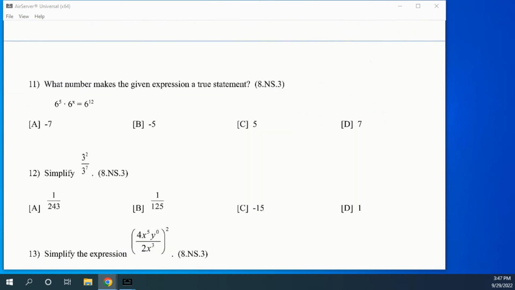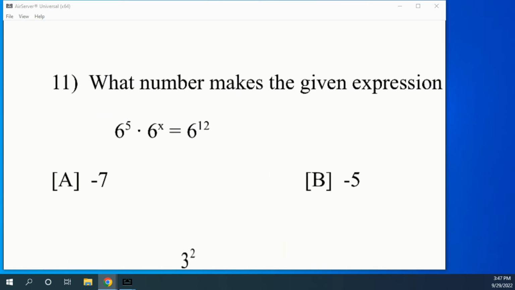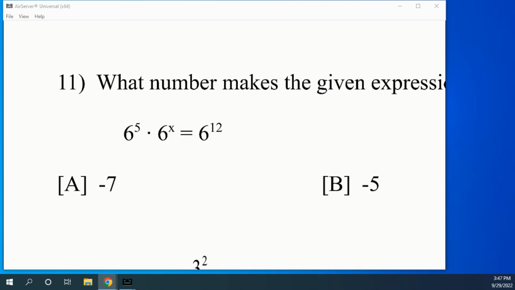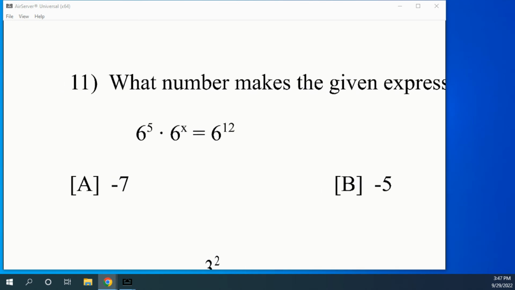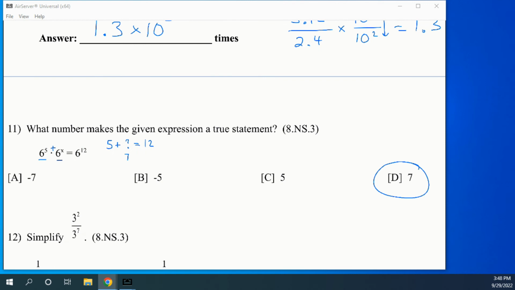Number 11. What number makes the given expression a true statement? So when we have the same base here of 6, we are multiplying, so what we're going to do with our exponents is add them. So what goes through my head is this: 5 plus what number equals 12? A couple different ways you can think about that. If you want to solve an equation, you can, but I would just think, what is 12 minus 5? What's that difference there? It's going to be 7. 7 is the missing number that we have. So D is the correct solution for number 11.